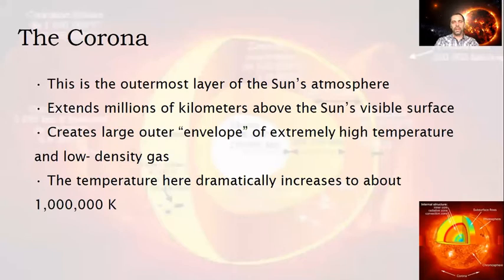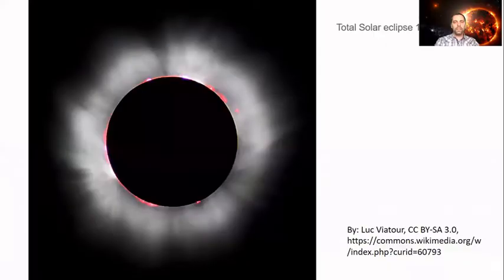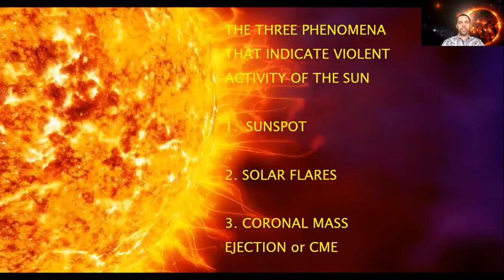The corona is the outermost layer of the sun's atmosphere. It extends millions of kilometers above the sun's visible surface. It consists of low density gas, and because of this, the temperature is really high, 1 million degrees. Actually, we can observe it when there is a solar eclipse or with special telescopes. After finishing the exploration of the sun's layers, we will discuss now some interesting phenomena such as sunspots, solar flares, and coronal mass ejections.